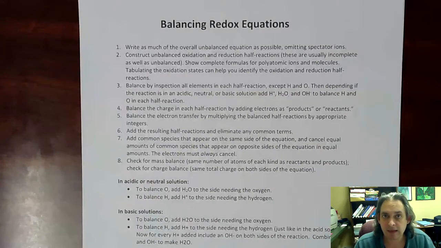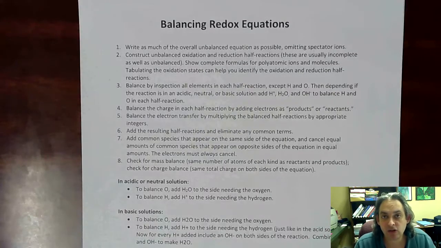The last step, and the most important step, which most people forget to do, is check your work. Make sure that the elements are balanced, that you have mass balance, meaning that we have the same number of atoms on each side of the arrow, in the reactants and the products, and that you have a charge balance on both sides of the equation.